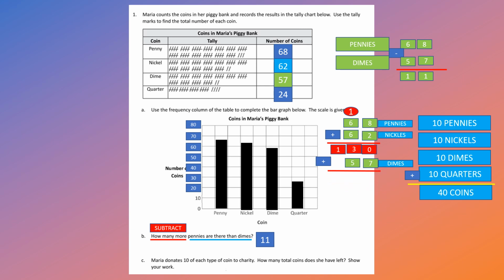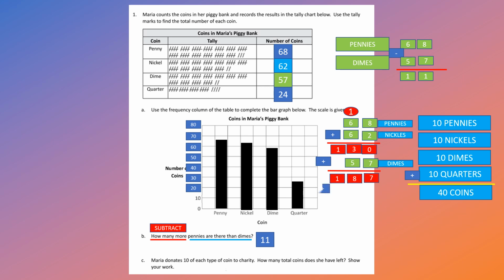Starting with my ones place as always, what's 0 plus 7? Right, it's 7. And 3 plus 5, good. That's 8. And 1 plus 0 is 1. Perfect. Now, I have one more coin type to add, which is quarters.